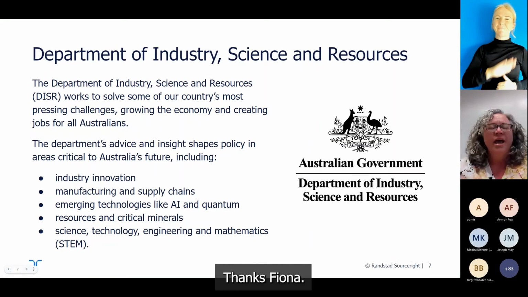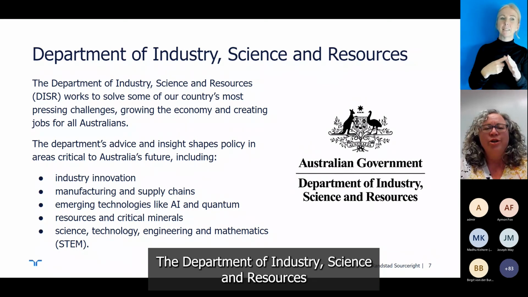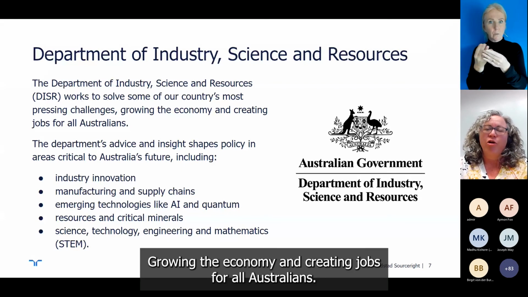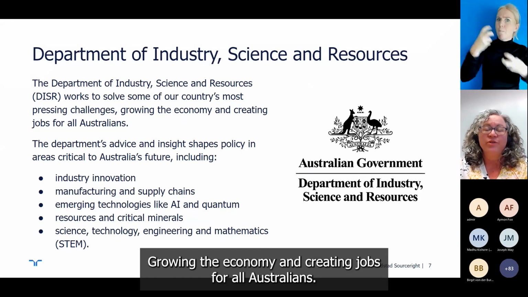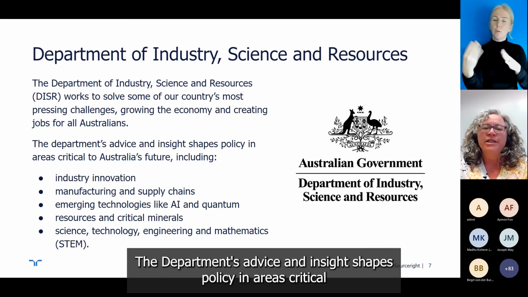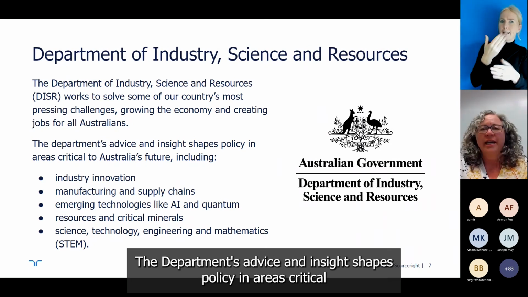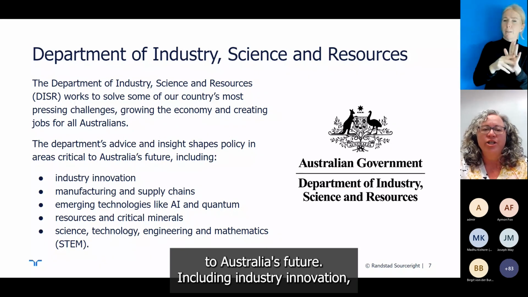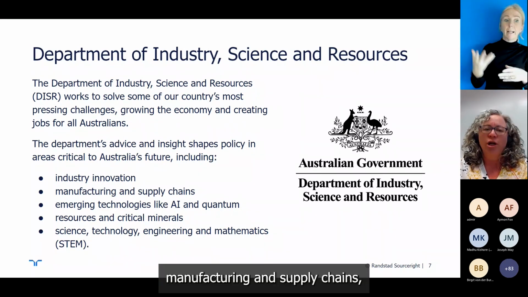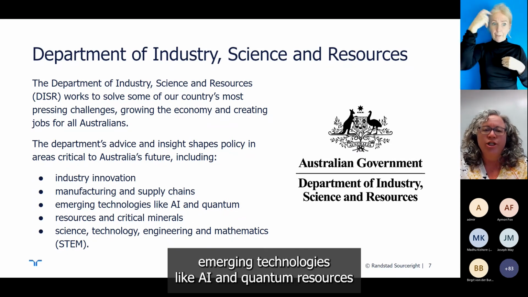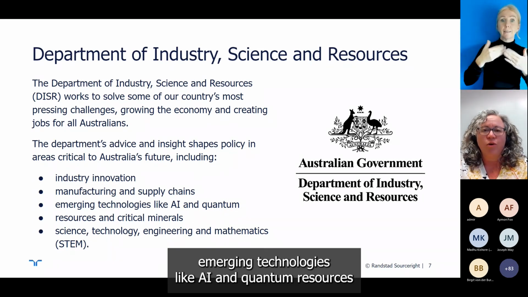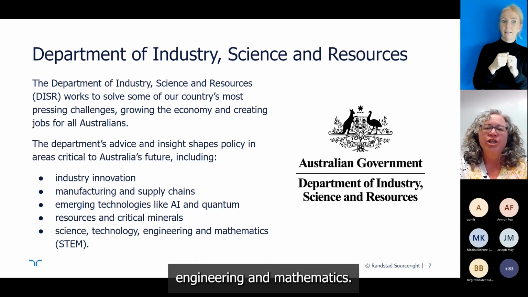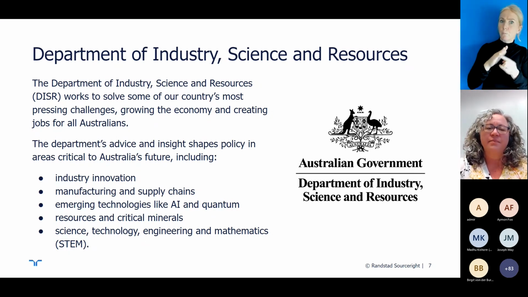Thanks, Fiona. The Department of Industry, Science and Resources works to solve some of the country's most pressing challenges, growing the economy and creating jobs for all Australians. The department's advice and insight shapes policy in areas critical to Australia's future, including industry innovation, manufacturing and supply chains, emerging technologies like AI and quantum, resources and critical minerals, and science, technology, engineering and mathematics.